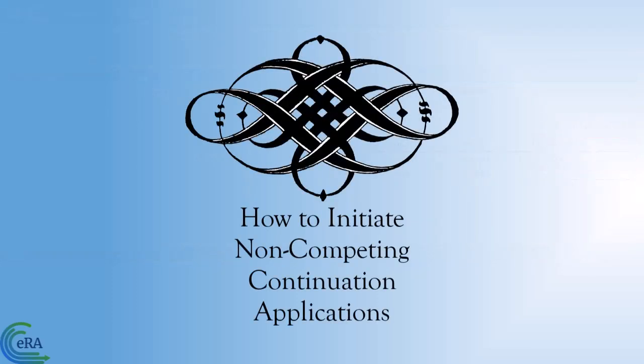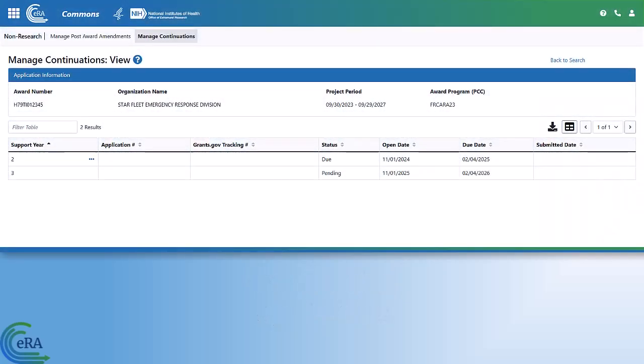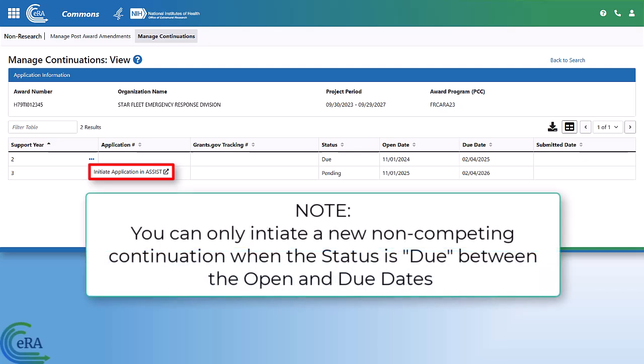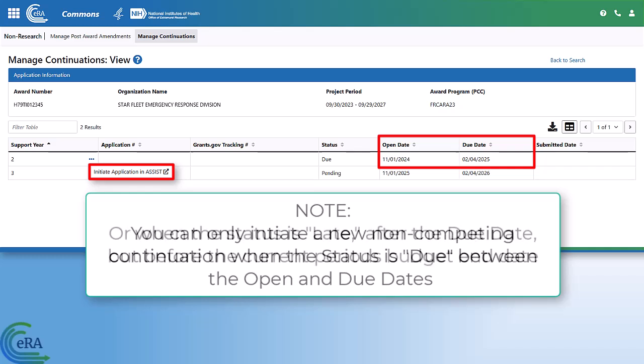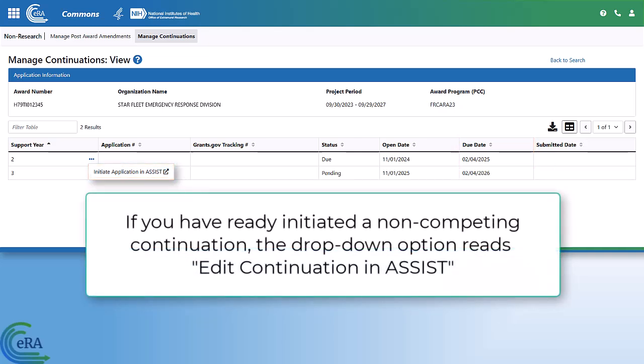How to initiate non-competing continuation applications. For years where you have not submitted a non-competing continuation yet, click the three-dot ellipses icon, then click Initiate Application in Assist. Note that you are only able to initiate a new non-competing continuation when the continuation status is due, i.e., within the open and due date range, or late, i.e., after the due date, but before the current budget period end date.